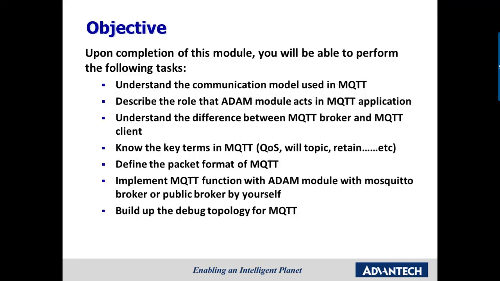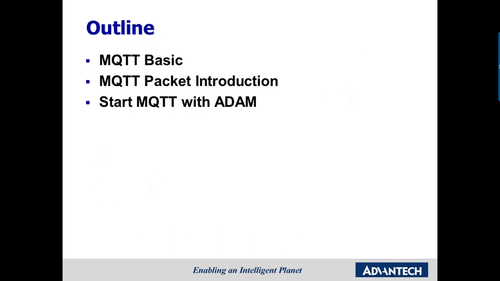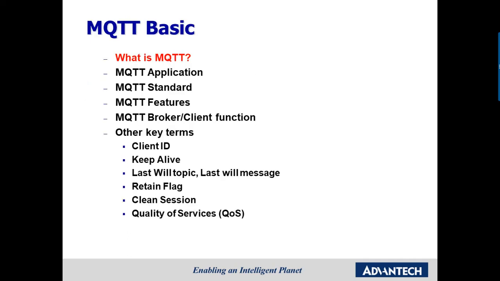Here are the objectives you are expected to understand in this training module. We will divide this training module into the following three parts. First, in the MQTT basic part, you will understand all basic knowledge and technical terms about MQTT. Second, in MQTT packet introduction, you will understand more details about the MQTT packet information and what data are stored in ADAM's MQTT packet. In the last part, we will introduce how to start MQTT with ADAM step by step. Let's move to the first part.